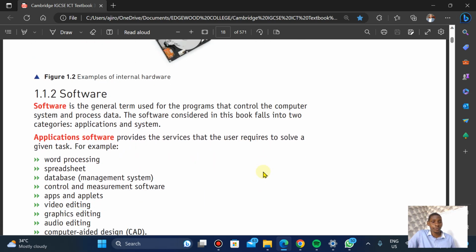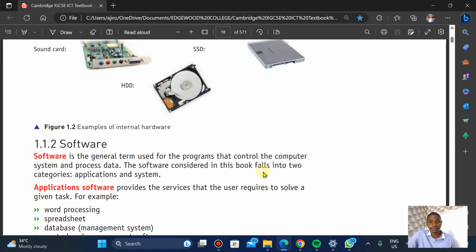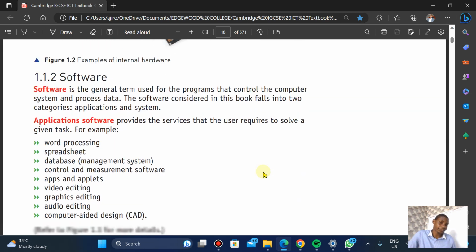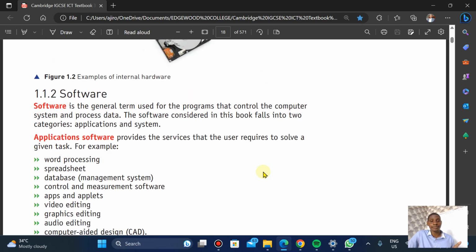All right, so we're going to be looking at software. Now, when we look at software, there are programs that can control the computer system and process the data. In fact, it's a general term used for programs that can control the computer system and then process the data. So we have two types of software. Seeing that they are programs that can control the system and then process the data, we have two types.